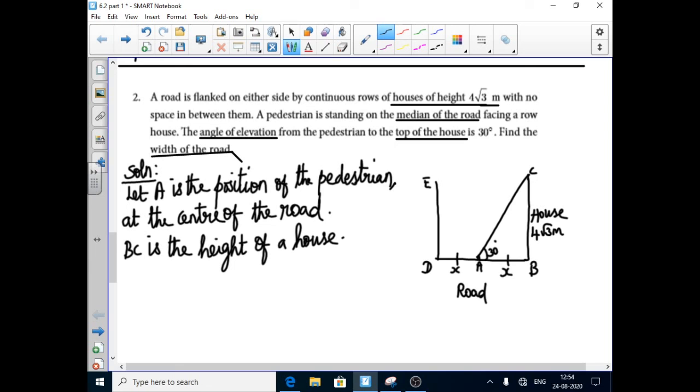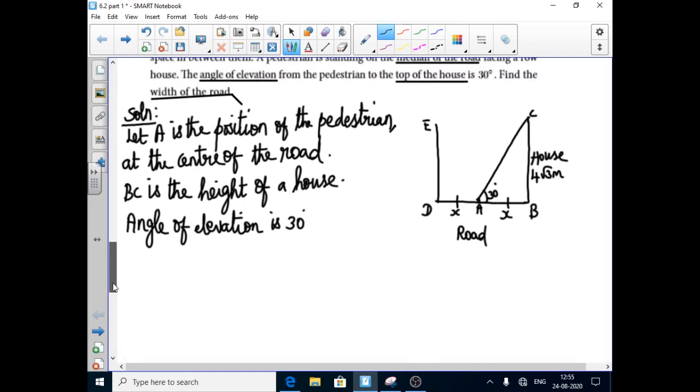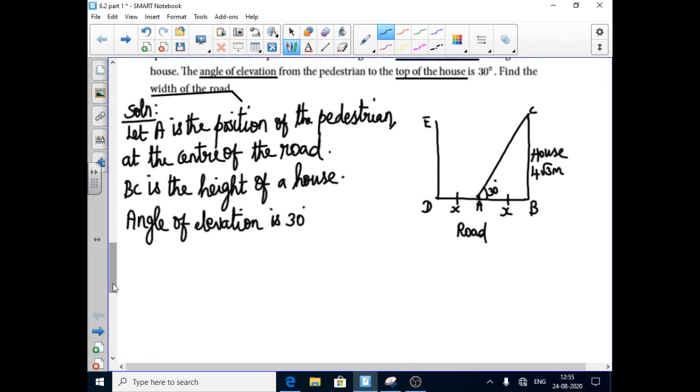They give the angle of elevation. Only one angle is given. The angle of elevation is 30 degrees. So we have to complete everything. If we have the diagram, we can explain this. So let AB equal DA equal x meters.